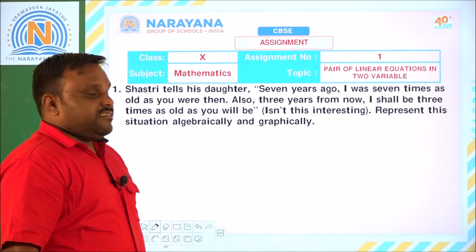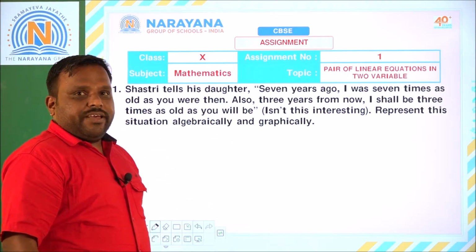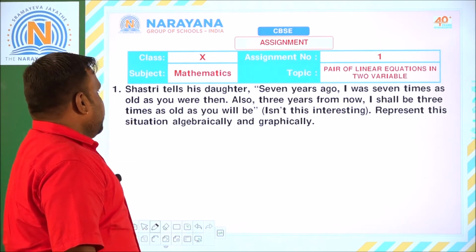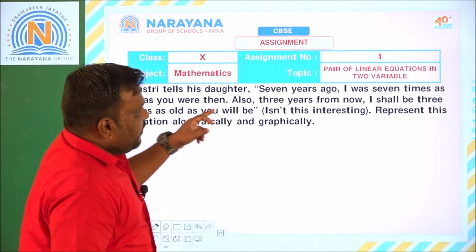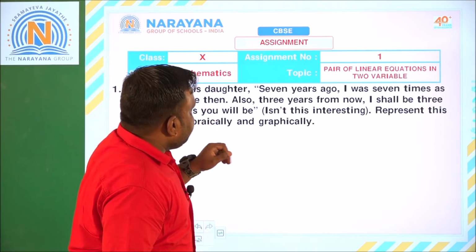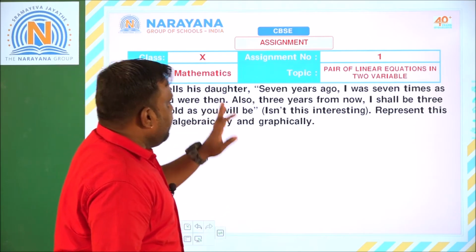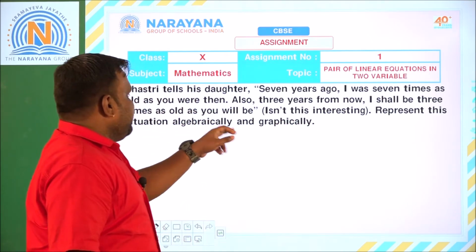Today we are going to discuss revision assignment number 1 based on pair of linear equations in two variables. So let us start with question number 1. Shastri tells his daughter, 7 years ago I was 7 times as old as you were then. Also 3 years from now I shall be 3 times as old as you will be. So represent this situation algebraically and graphically.